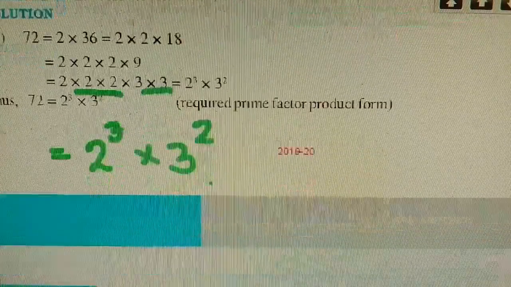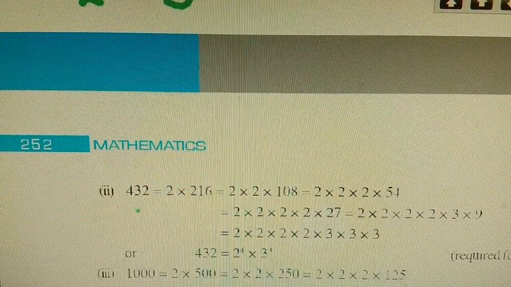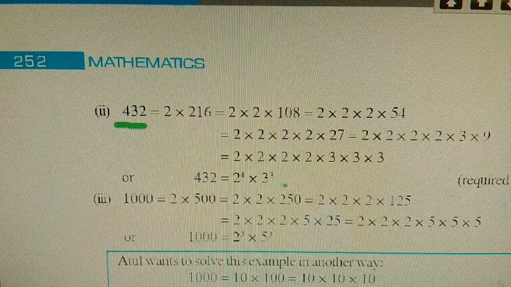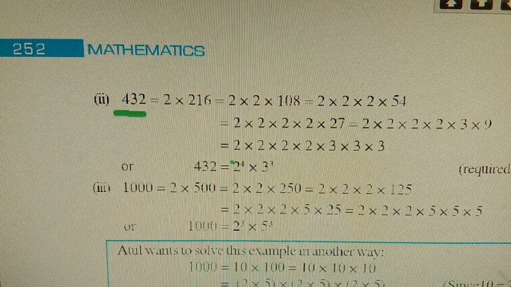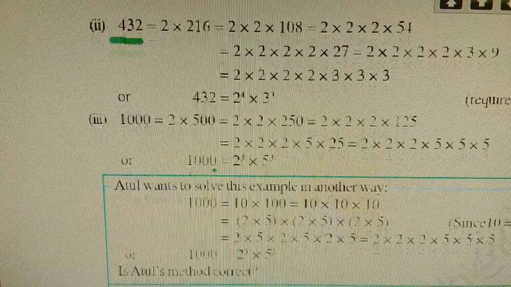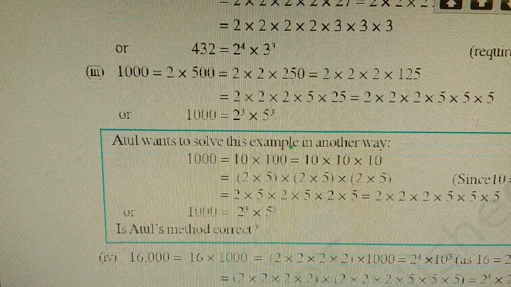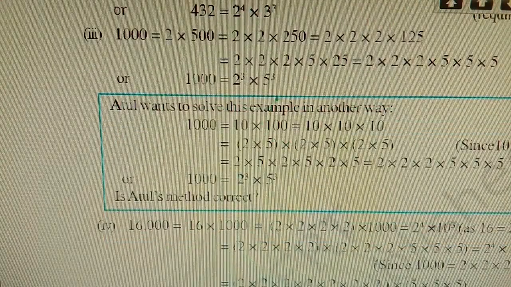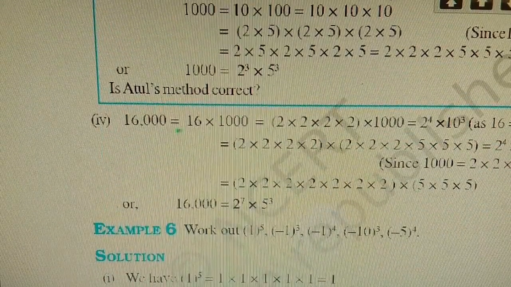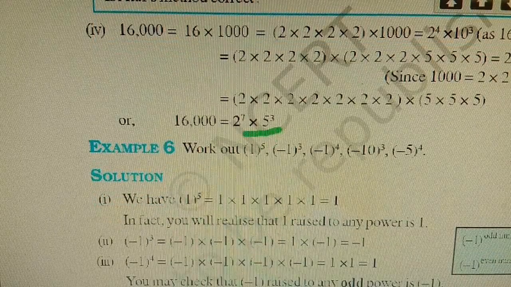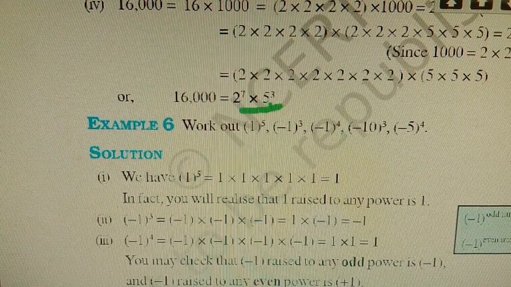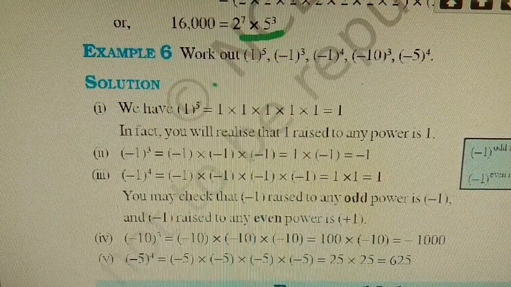Okay, the same way the other numbers also, listen. Next, 432. By dividing we can see here 4 2's and 3 3's. So the answer is 2 to the power of 4 into 3 to the power of 3. The same way the next number 1000. 1000 is 2 to the power of 3 into 5 to the power of 3. Then next is 16,000, that is 2 to the power of 7 into 5 to the power of 3. Okay, then next example question, listen.